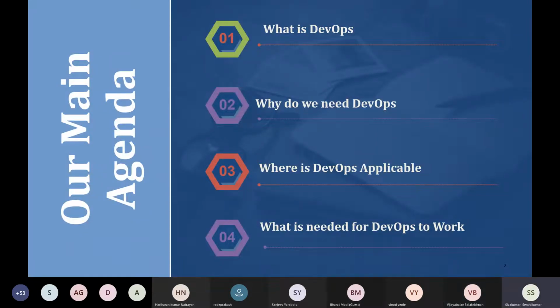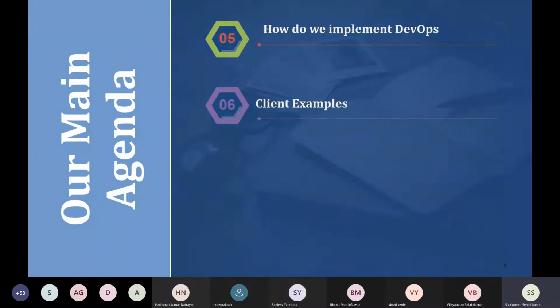So let's get into the topics. Today we are going to cover what DevOps is and why we need DevOps, where DevOps is applicable, what is needed for DevOps to work, and how we implement DevOps, with client examples. These are the important terminologies that we picked up, catchy lines to make everyone understand how we are going to derive this.